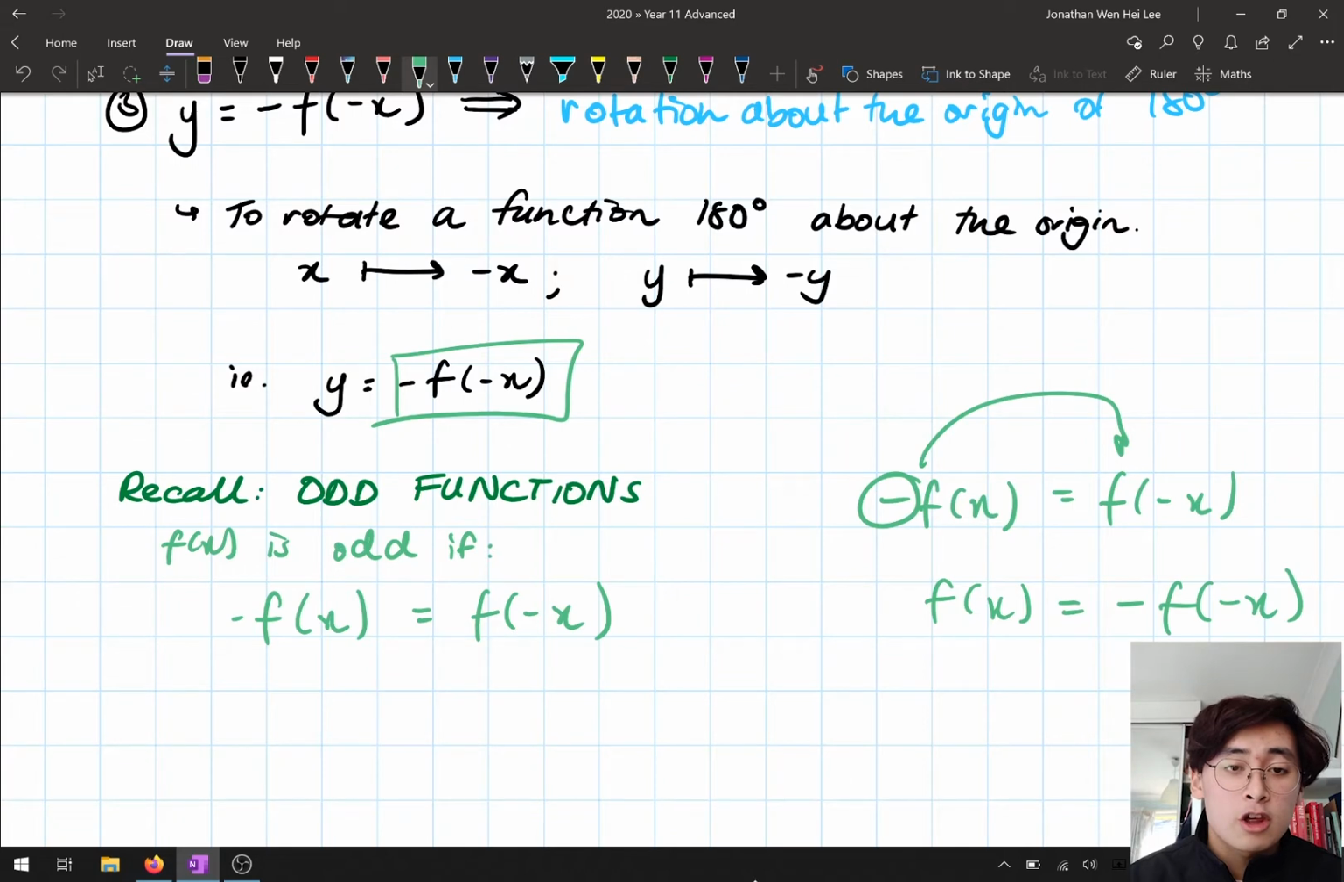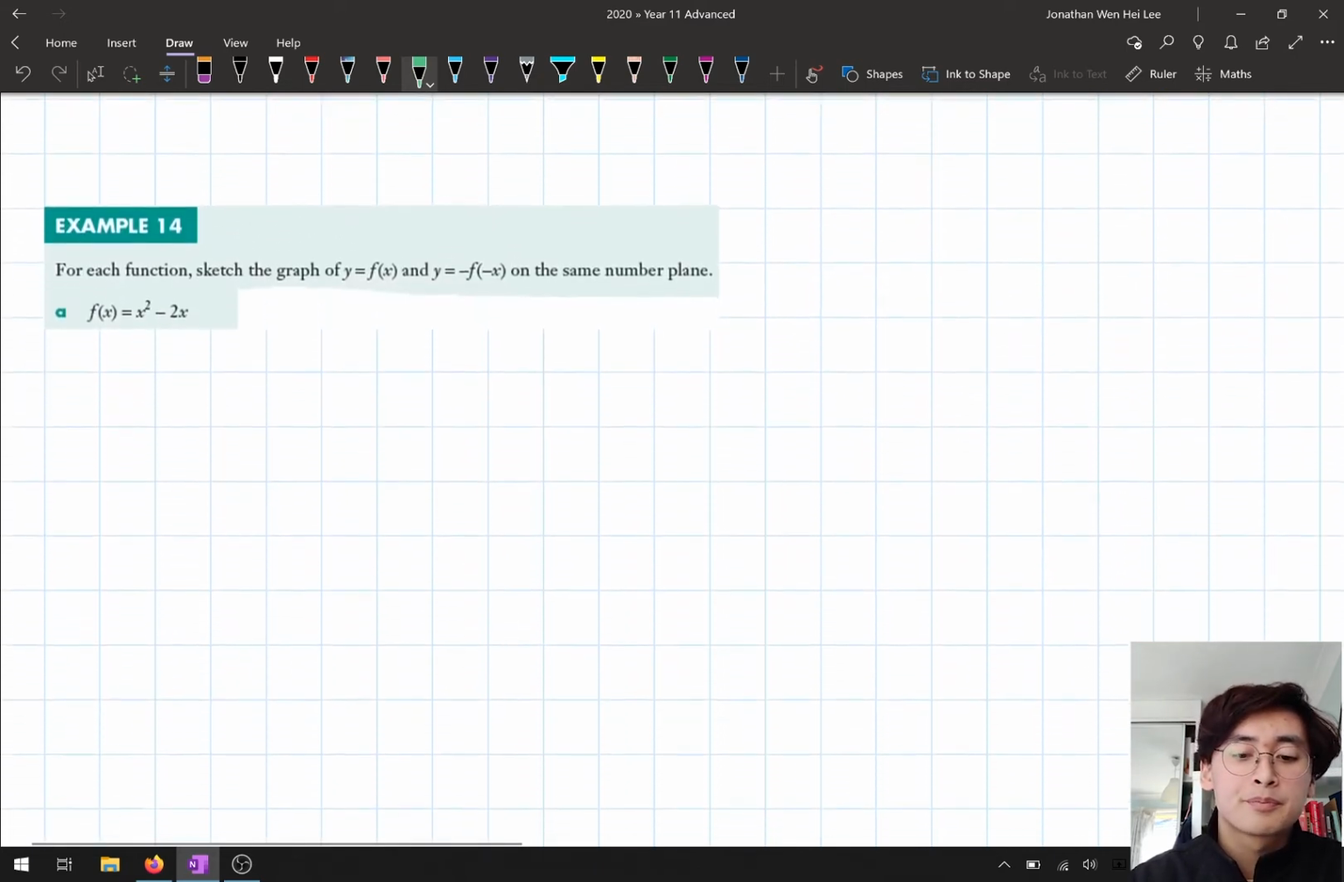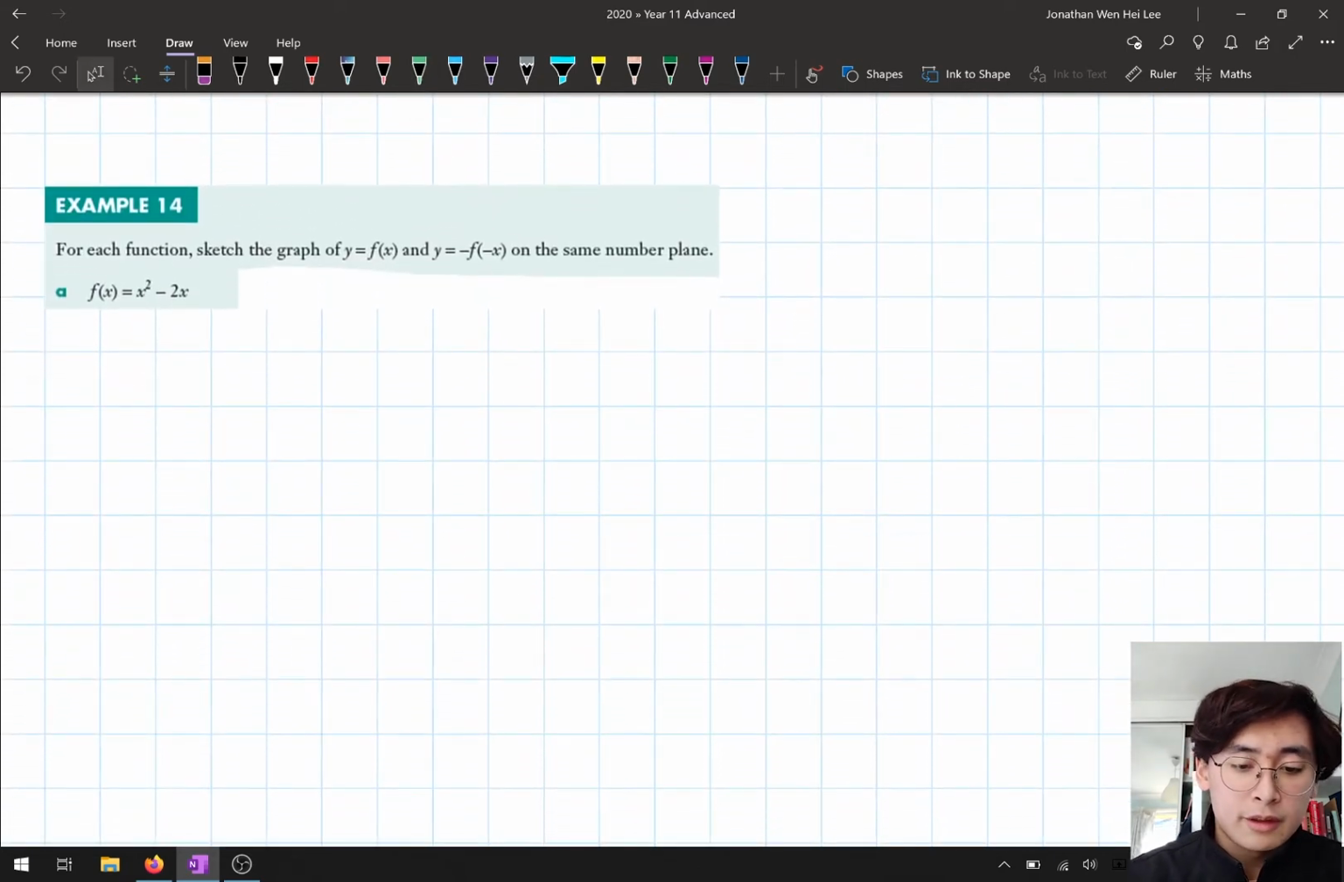So here, an odd function is a function that has rotational symmetry about the origin by 180 degrees. So if I can rotate my function at the origin by 180 degrees and get the same one, that is an odd function. A bit of recall back to earlier this year. Now I'm going to go through one example here. For this function, we want to sketch f of x and negative f of negative x. So we want to sketch the original function and its rotation about the origin by 180 degrees.